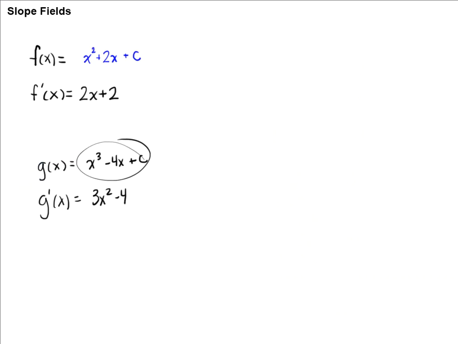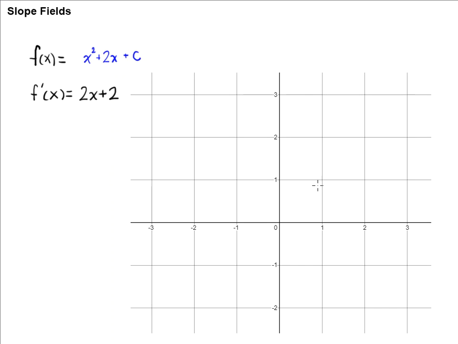Okay, so now that we've gone over what a slope field is, let's figure out how to actually draw a slope field. So let's go back to this f prime of x one, and we'll figure out how to draw that one. I've got the graph over here, and we're going to draw our slope field of 2x plus 2 onto this grid right here. The way we're going to do it is we're going to take a lot of points, and we're going to plug those points into our derivative and figure out the value.